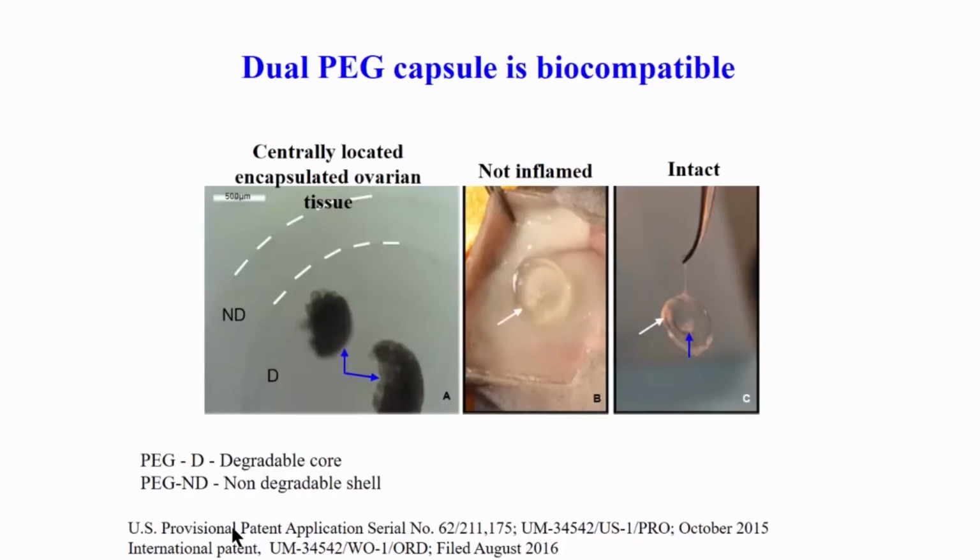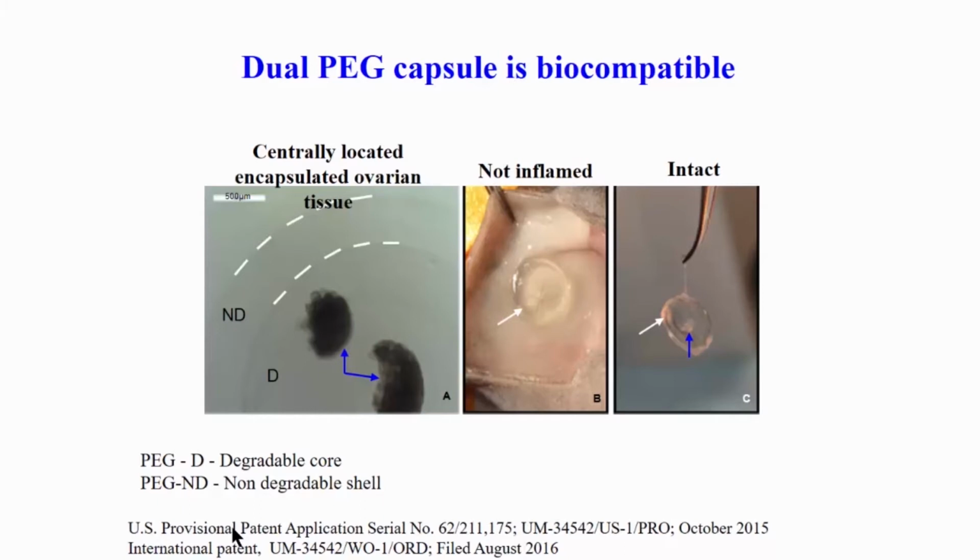And this is how it looks. So we encapsulate pieces of ovarian tissue in the degradable core, and you can see the border between them. And then we add another layer of non-degradable PEG hydrogel. This is how it looks under the skin of the mouse. This is how it looks at retrieval 30 days post-implantation.